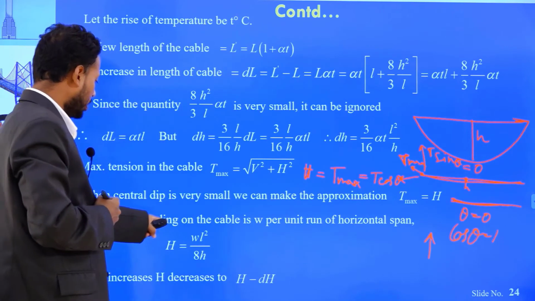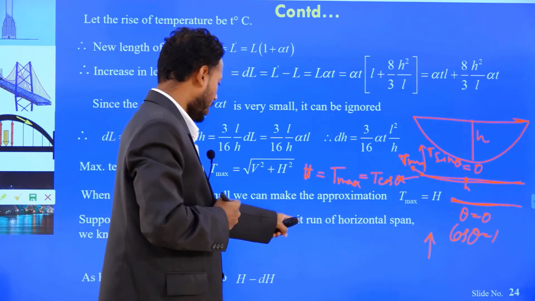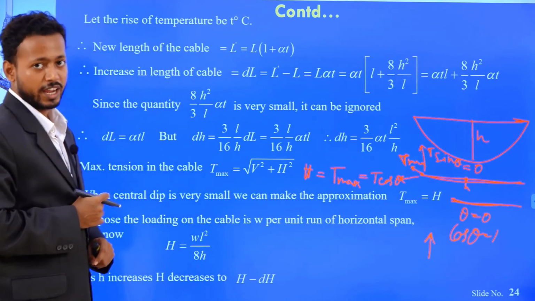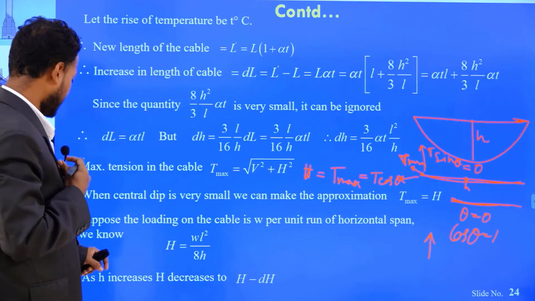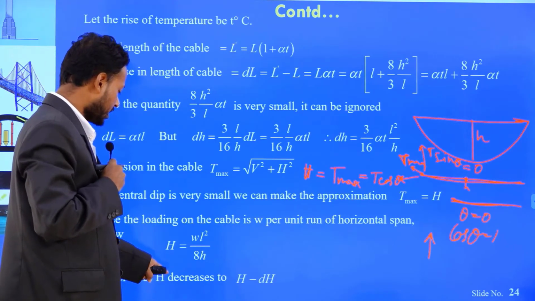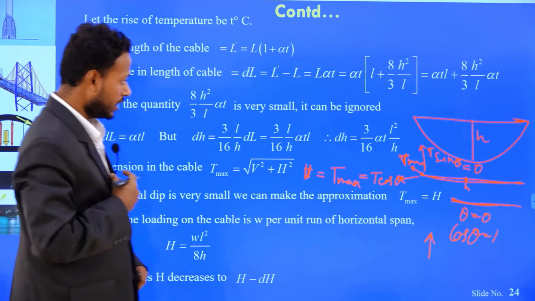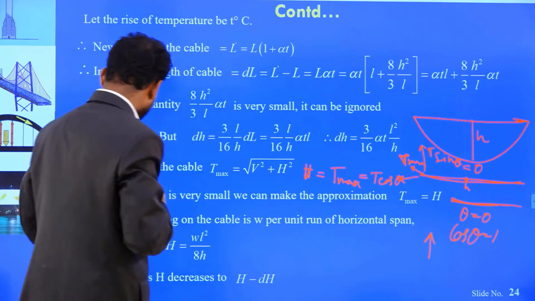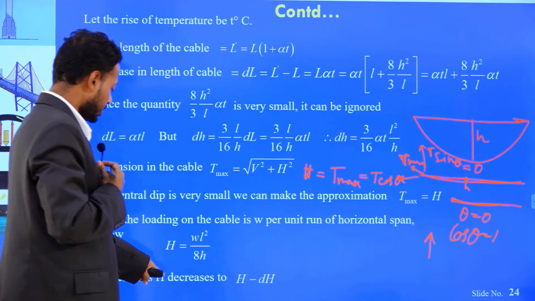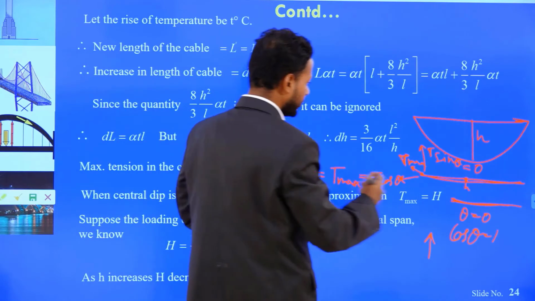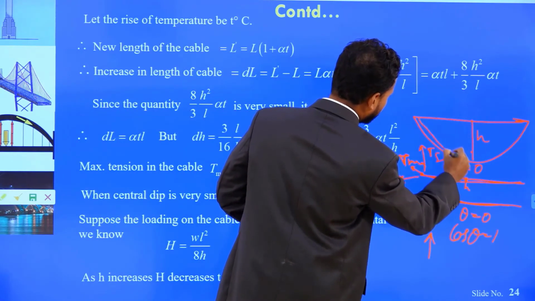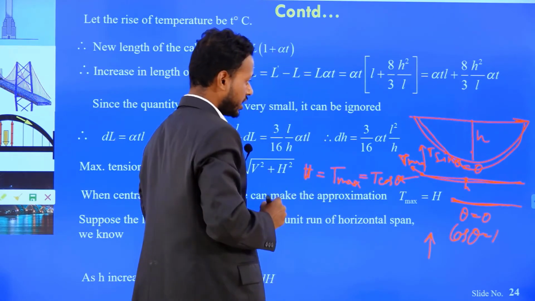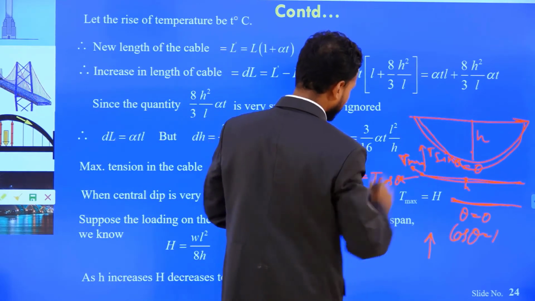So suppose the loading on the cable is W per unit run on the horizontal span. We know H equals WL square by 8h, right? As small h increases, capital H decreases. Here it is written, h increases, capital H decreases. If h gradually increases, the capital H will decrease, the horizontal thrust will decrease and the vertical reaction will increase.